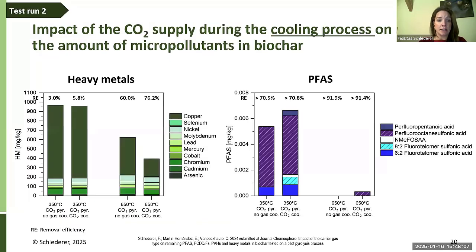So here you can see what I have done: I compared no gas supply in the cooling process and CO2 supply in the cooling process. It's always 0.4 liters per minute. And for heavy metals at 350 degrees, no impact. However, now it's getting interesting. At 650 degrees, we have a reduction of heavy metals, and it's actually only copper. But this is interesting for later on, for the EBC regulation. For PFAS, at 650 degrees, the values are almost equal. The removal efficiency is equal.